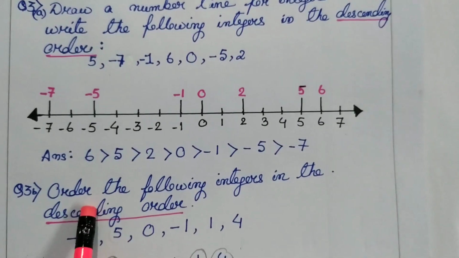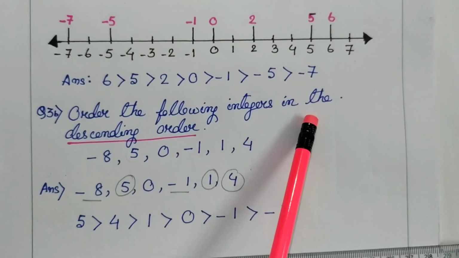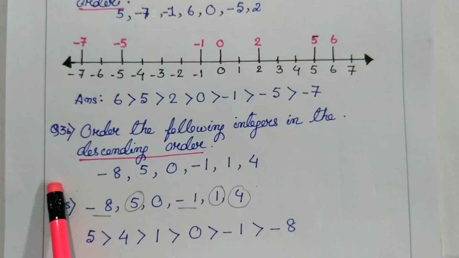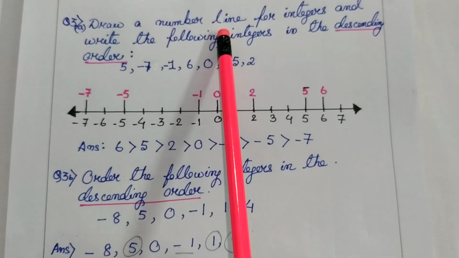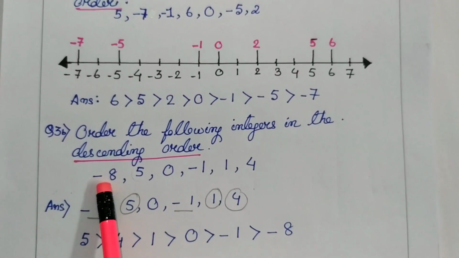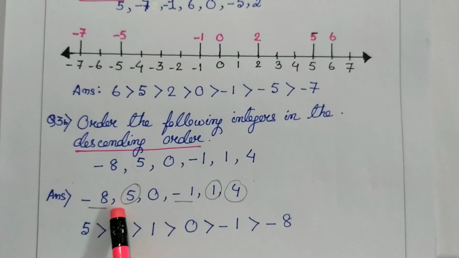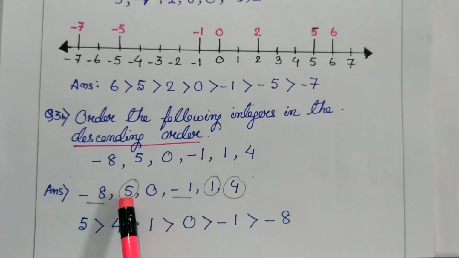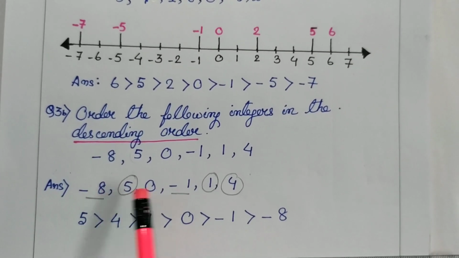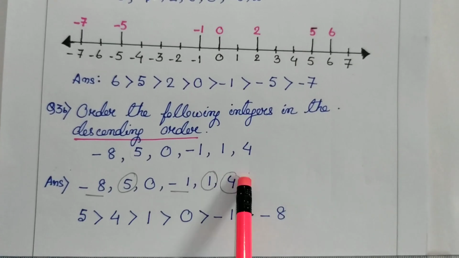Okay. Now we move to the next part, order the following integers in descending order. Over here no need to draw a number line. Why? Because in the previous one it was mentioned to draw a number line, but nothing is mentioned over here. So you will not draw. The numbers are minus 8, 5, 0, minus 1, 1 and 4. So we'll copy the question. Then which is the largest value? You can either circle negative numbers or positive numbers, or you can underline.